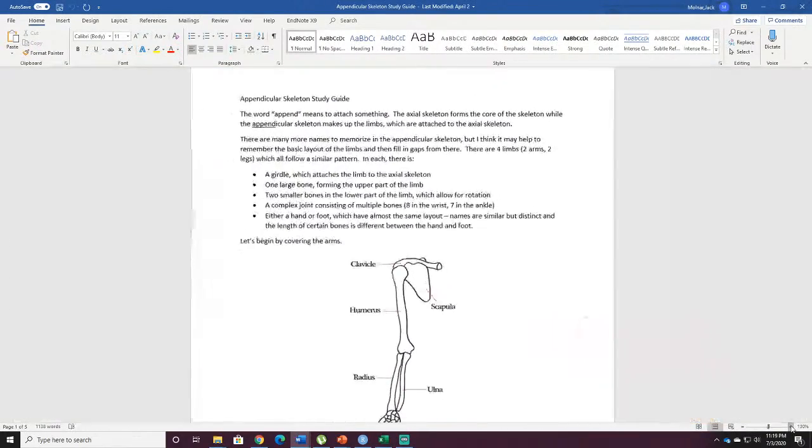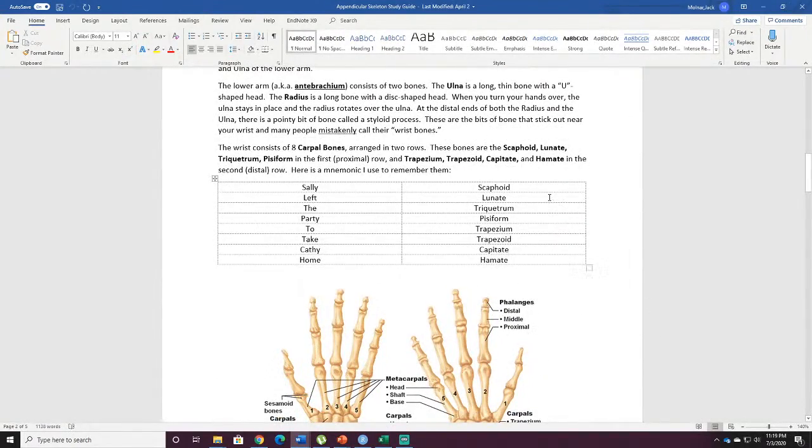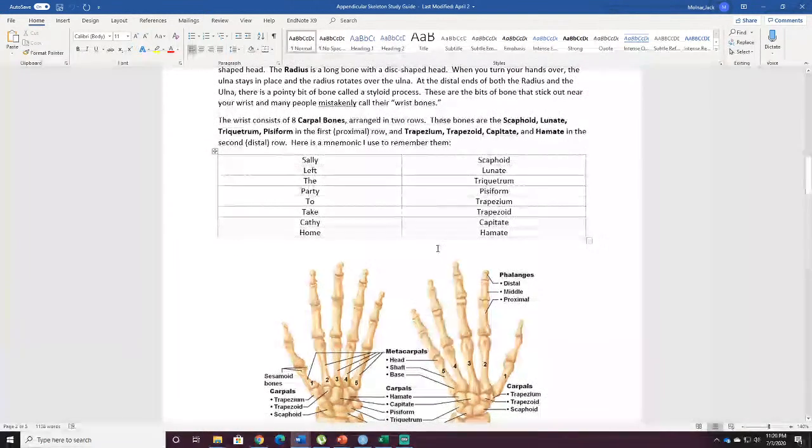Okay, so I posted these lecture notes or study guide in the class section. Here's the mnemonic: Sally left the party to take Kathy home. Now, this starts with the proximal row and then the distal row. If you can remember the names: scaphoid, lunate, triquetrum, pisiform. So that's Sally, scaphoid, lunate; left the, triquetrum, pisiform; party. Second row or distal row: to take Kathy home, trapezium, trapezoid, capitate, hamate.